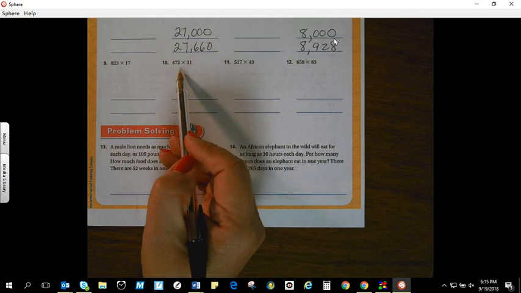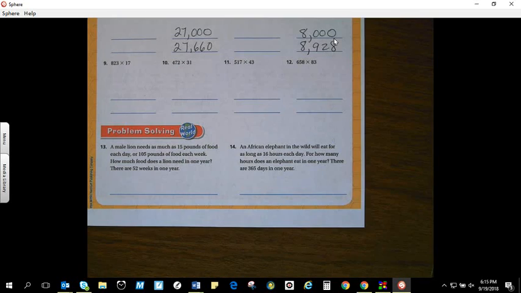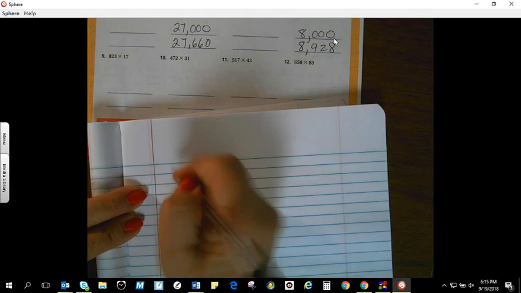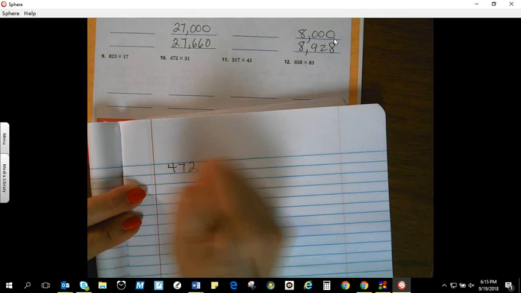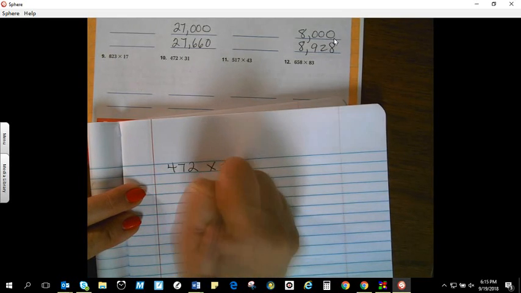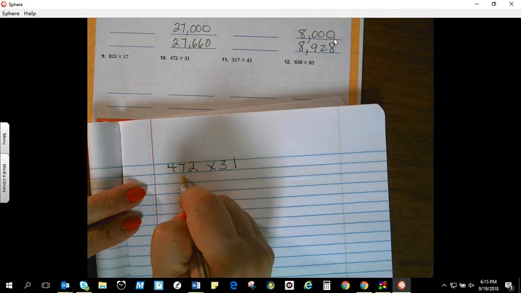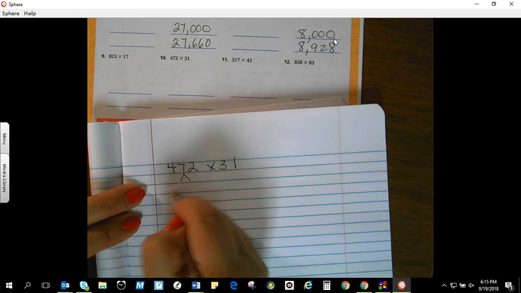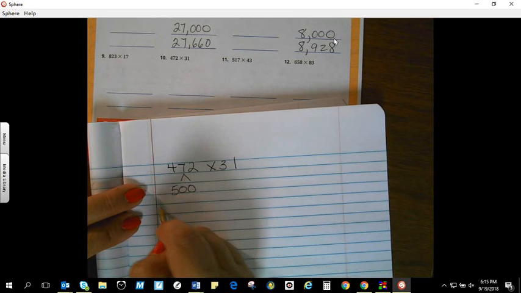All right, number 10, 472 times 31. All right, so I'm going to write down, I already have people shouting out, oh, it's going to be about. So, very good. 472 times 31. 472, and I'm going to do it this way, is going to be about 500.